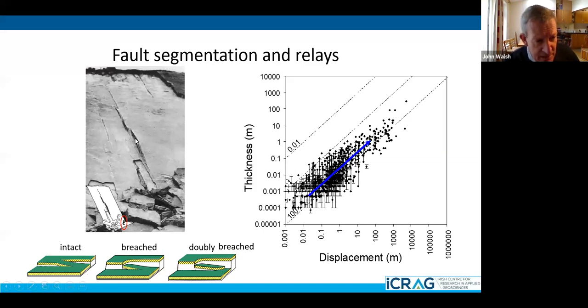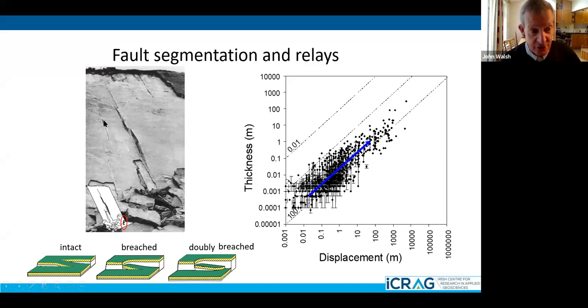You can see it's got a big displacement here, and that big displacement is dying out to a tip here. The fault is dying out, as you'd hope it would sometime. But in fact, it's segmented. Can you see that it's actually got steps on it? And those steps, do you see close up of that step? There's a ramp. The beds are rotated. This is called a relay.